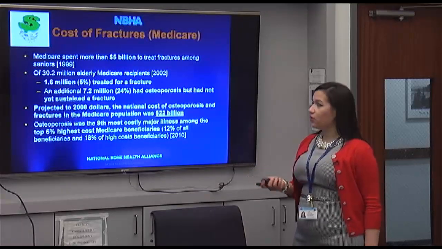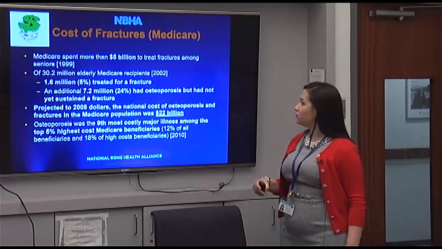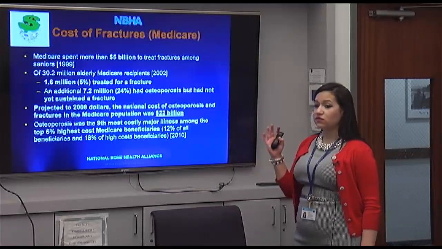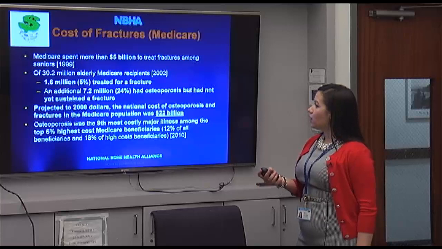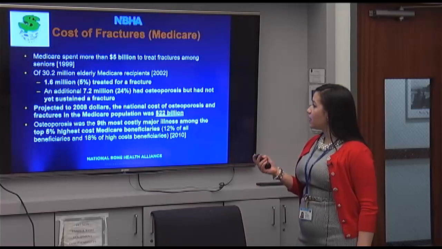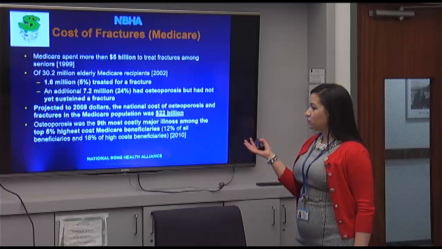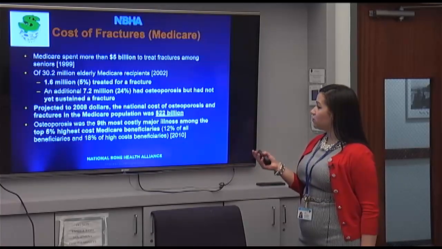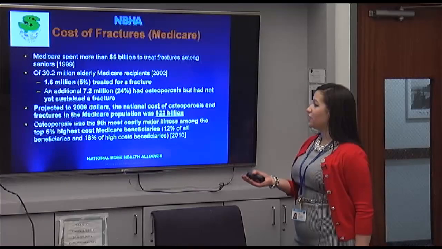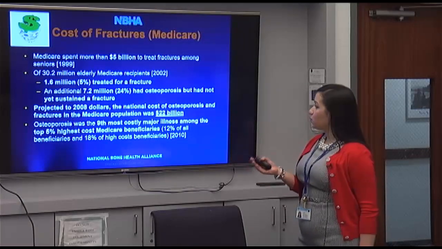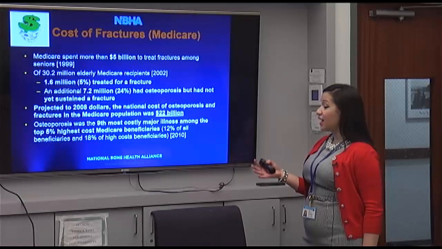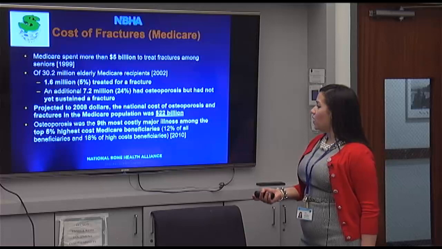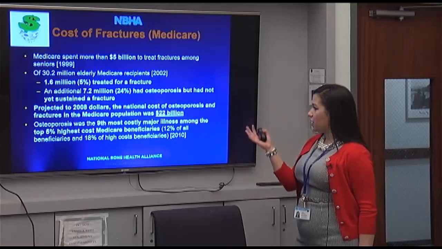So as you may already know, fractures are super expensive. Medicare spent more than $5 billion to treat these fractures amongst senior citizens. Of the 30.2 million elderly Medicare recipients, and this is data from 2002, about 1.6 million have been treated for a fracture. That's less than 5%. An additional 7.2 million, which is around 24%, had osteoporosis but had not yet sustained a fracture. So this is data from the NBHA.